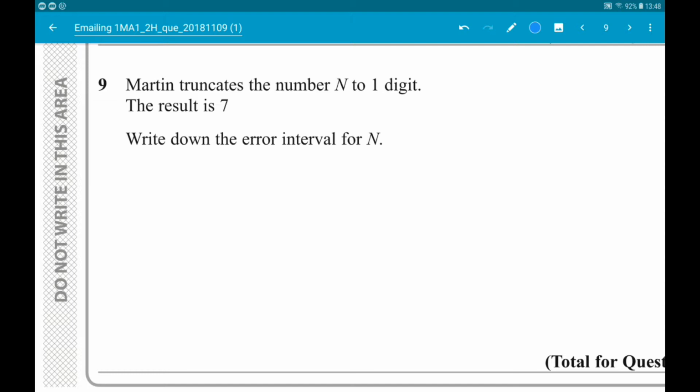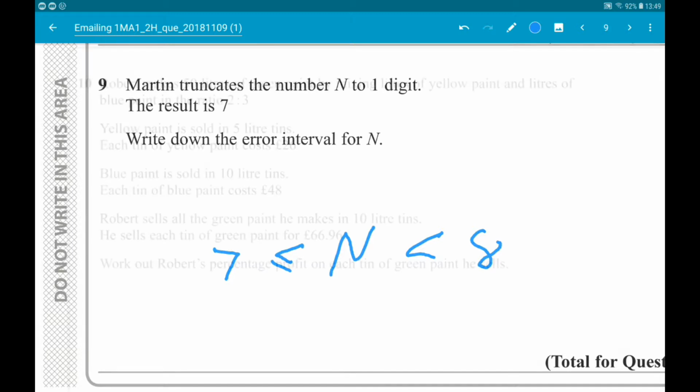So, if he's cutting off the decimal part and his result is 7, then we know that n must be greater than or equal to 7. Now it must also be strictly less than 8. If it was 8.1, for example, and we truncated it to 1 digit, our answer would be 8. So that is our error interval.